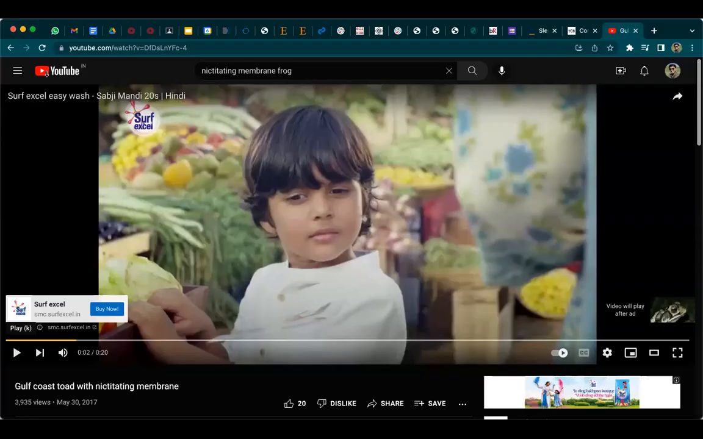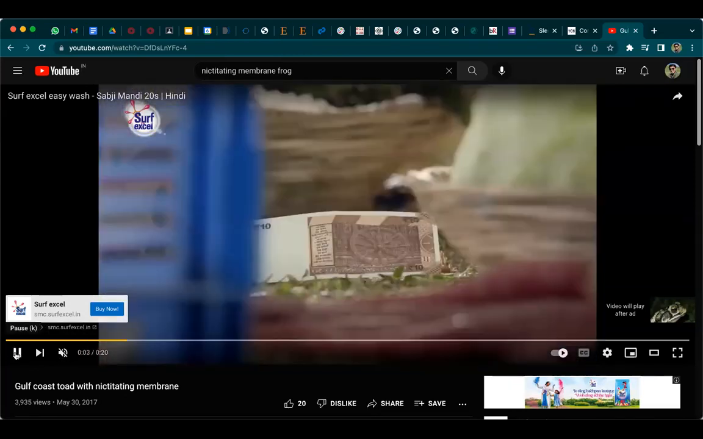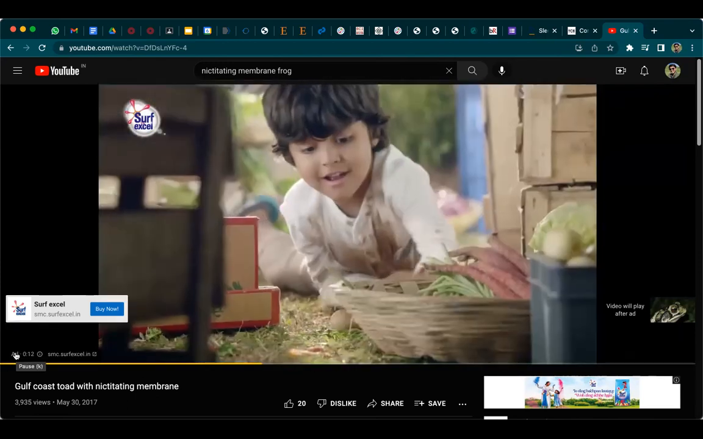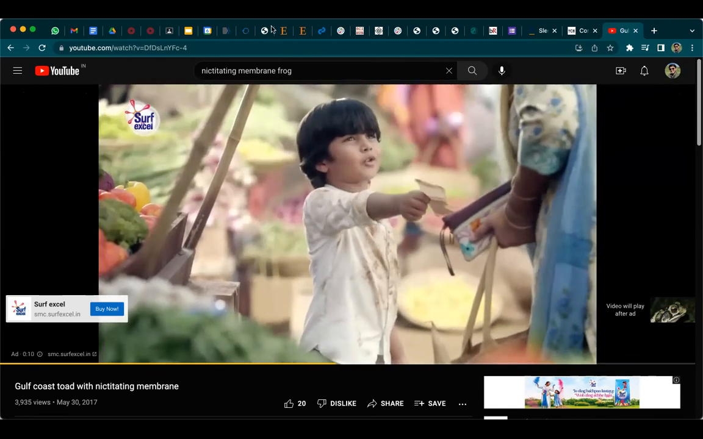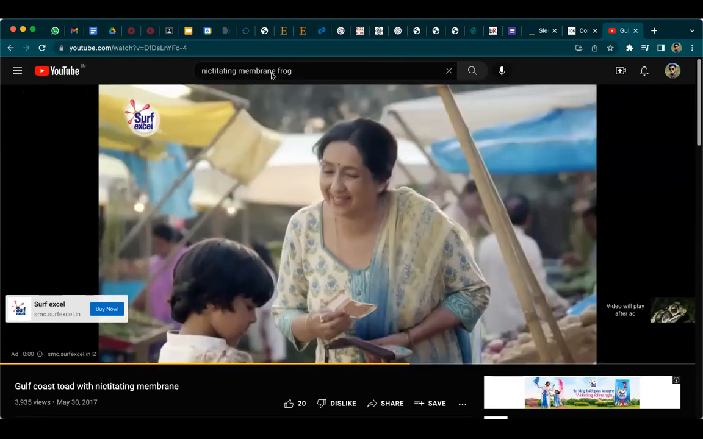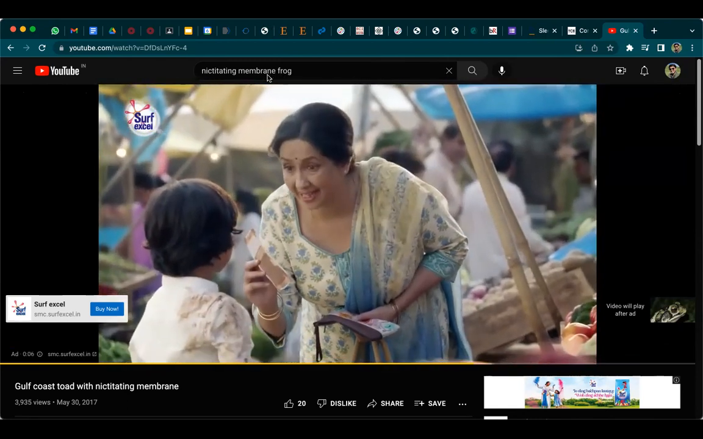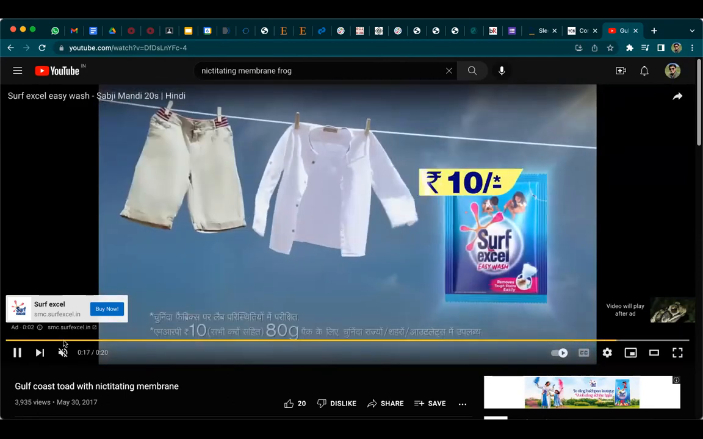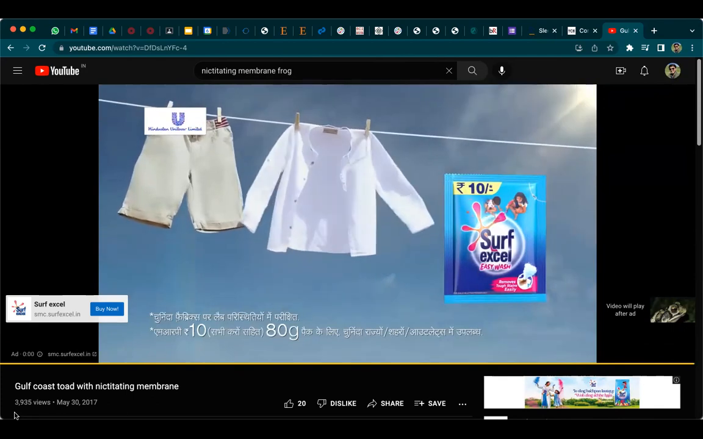So I will be sharing this screen. Can you all see the screen that I'm sharing? Sorry for this advertisement, but you all can see the screen? Yes, no? I can't see your reactions, so someone has to speak. Okay. So I'm trying to show you a nictitating membrane in a Gulf Coast toad.